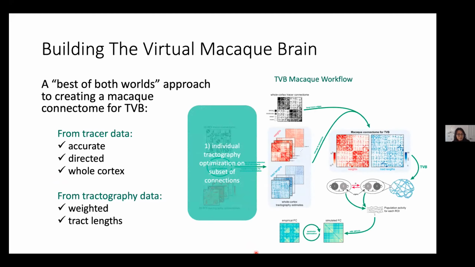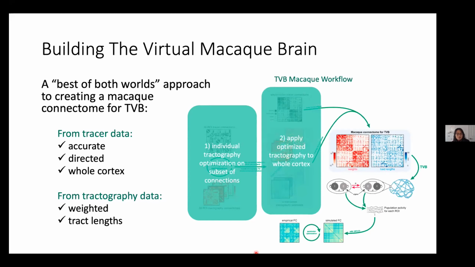And in the first step, we took these tracer priors in a very particular subset of connections where we had information about the weights from tracer data, and we optimized our tractography settings based on those subsets of connections. So we tried to really, for each individual subject, get the best possible estimate from the tractography and the diffusion MRI data. We applied those sets of optimal tractography parameters to the whole cortex to derive an entire set of weights and track lengths for the entire cortex of the macaque brain.